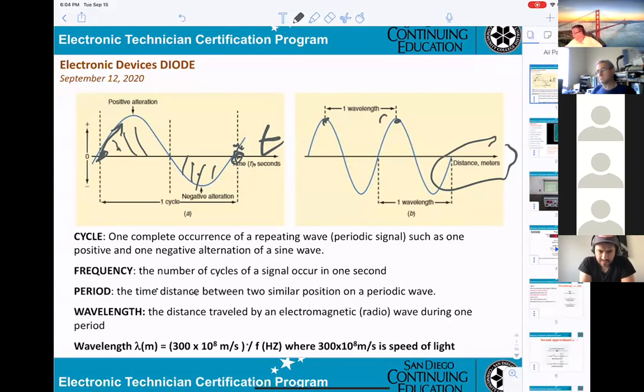And they give you 300 times 10 to the power of 8 meters per second. That's just the speed of light. You just read it for understanding. You don't need to care for now. That's for radio frequency training.